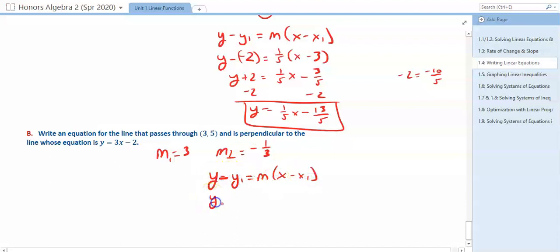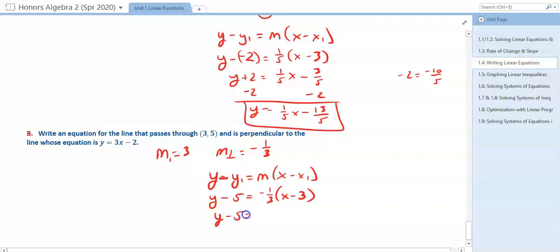There's no problem if you want to use slope-intercept to plug in for this. Again, my general trend is if I have a point and a slope, I'm going to plug in the point slope. I don't want to have to go search for that b and then come back to plug it back in a second time. So y minus 5 is equal to -1/3 times (x minus 3).